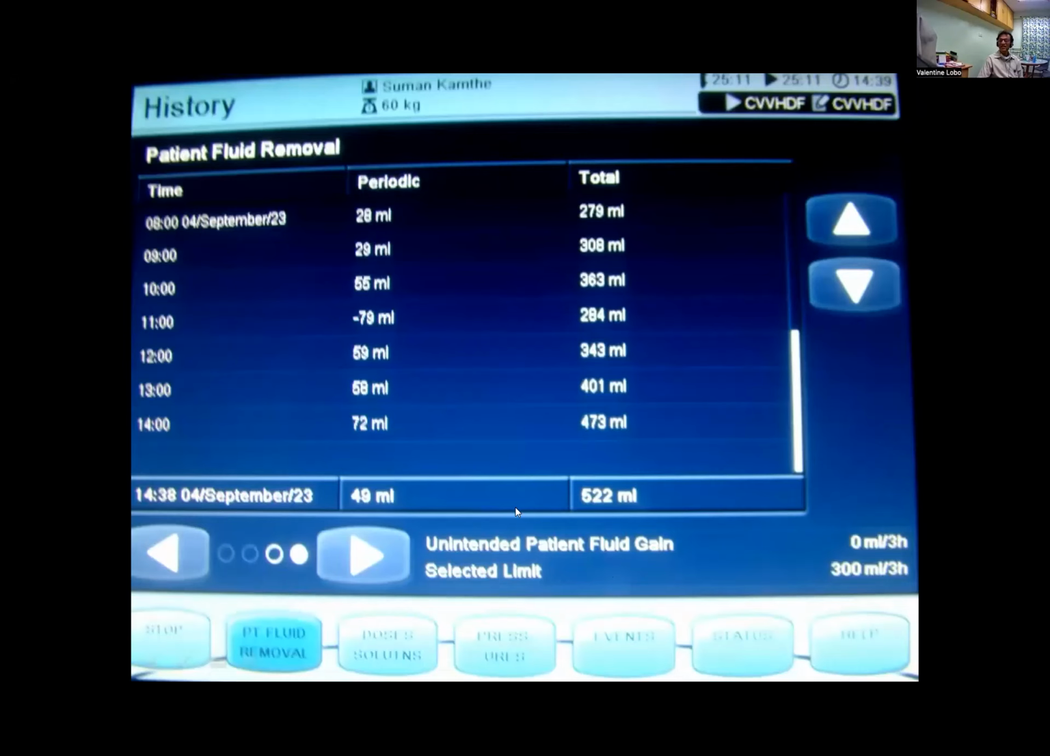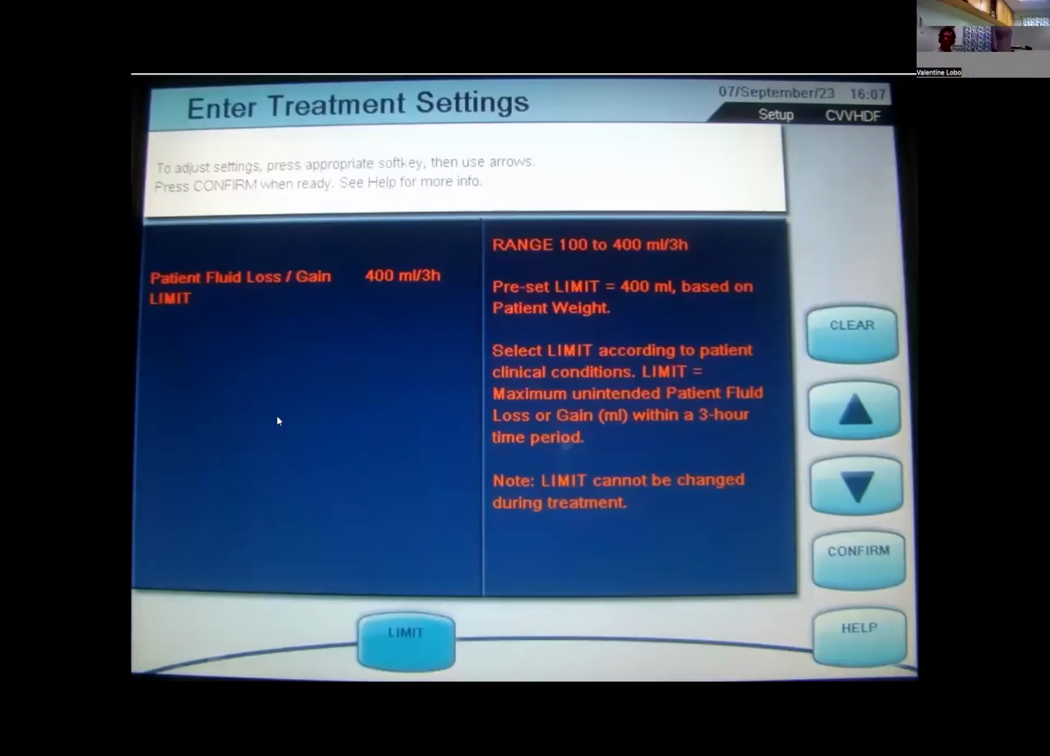Now we can set and select our limit. But just before we prescribe our treatment, this is the screen after the self-test that appears on our machine. The machine tells us that it will normally, by default, based on the patient's weight, accept a value of an unintended fluid loss or gain of 400 ml over a period of 3 hours. But depending on the patient's clinical condition, the machine allows us to change this limit.